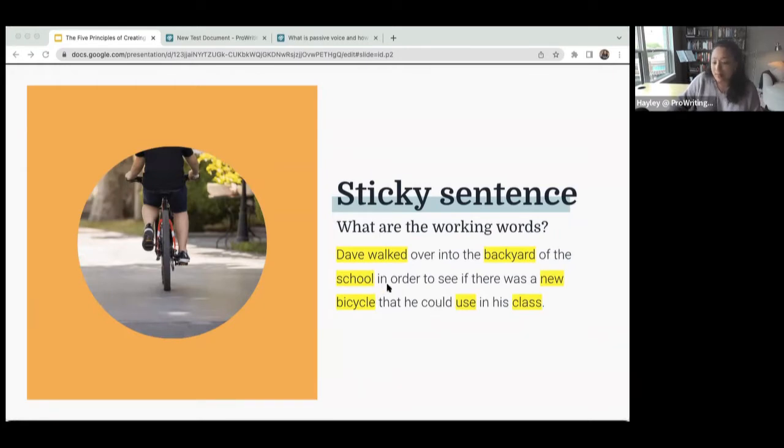So for instance, in this section right here, we have, in order to see if there was a new bicycle. We could just say to see. So we could say Dave walked over into the backyard of the school to see if there was a new bike, or to find a new bicycle for class, excuse me. We do multiple different fixes here, right? But again, we have 8 words here where anywhere from 2 to 4 could drastically improve the sentence while saying the exact same thing. Yes, we're going to take a look at some different fixes.